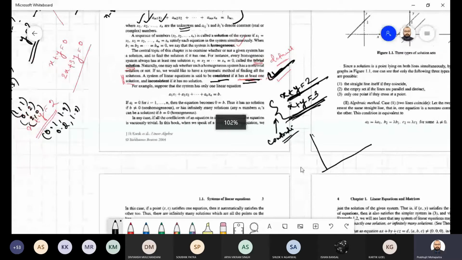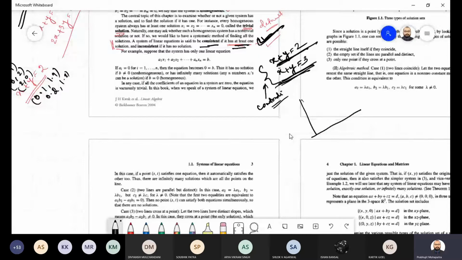Can you draw the first line? The first line will pass through the points (0, 2) and (2, 0). So here (2, 0) is here and (0, 2) is here. This is the line x plus y equal to 2. And x plus y equal to 3 will pass through (3, 0) and (0, 3). Clear or not? This is the line x plus y equal to 3.